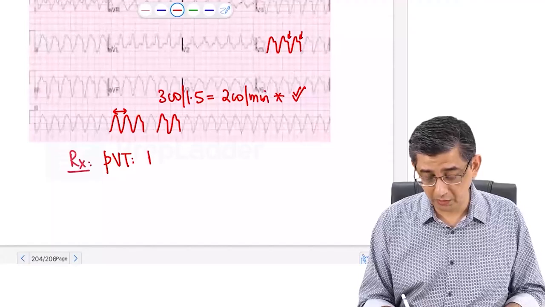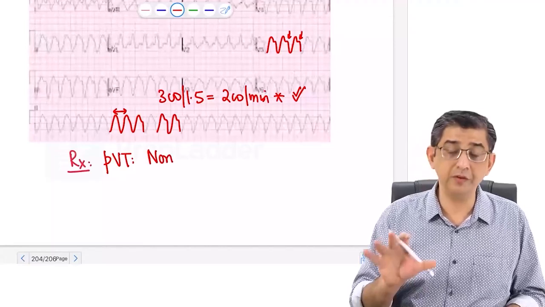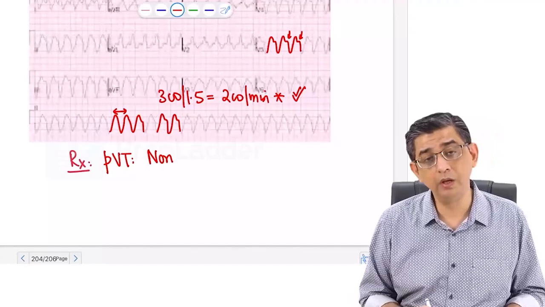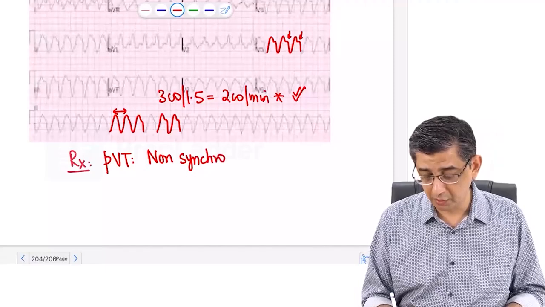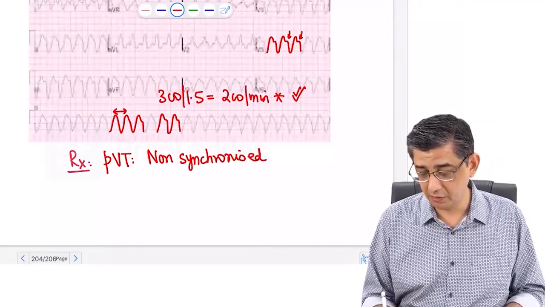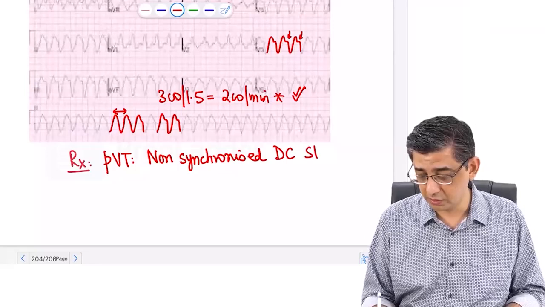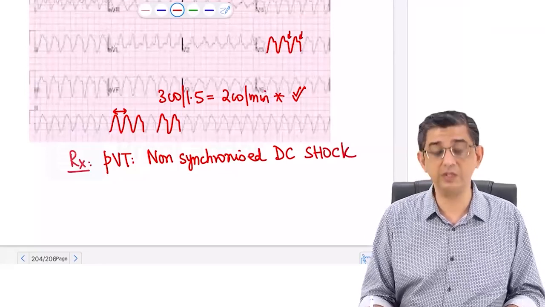But the point is, at the moment, the configuration of the R wave is not like normal. So there's a possibility that the computer will not be able to pick it up. For pulseless ventricular tachycardia, we always go in for a non-synchronized DC shock. I want to repeat this fact once again.